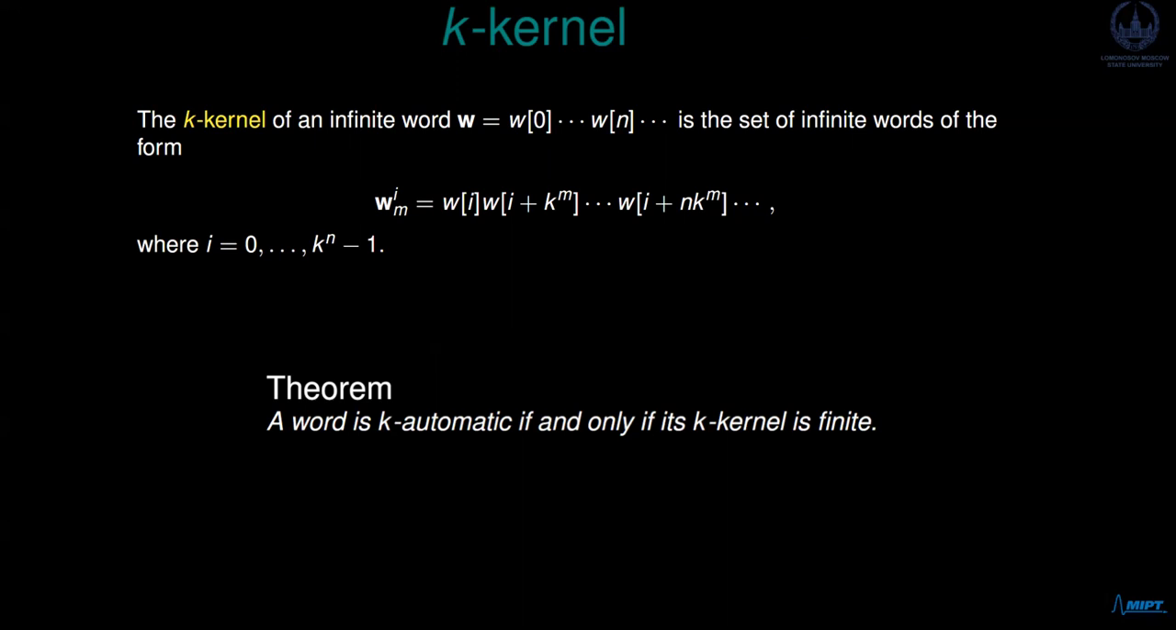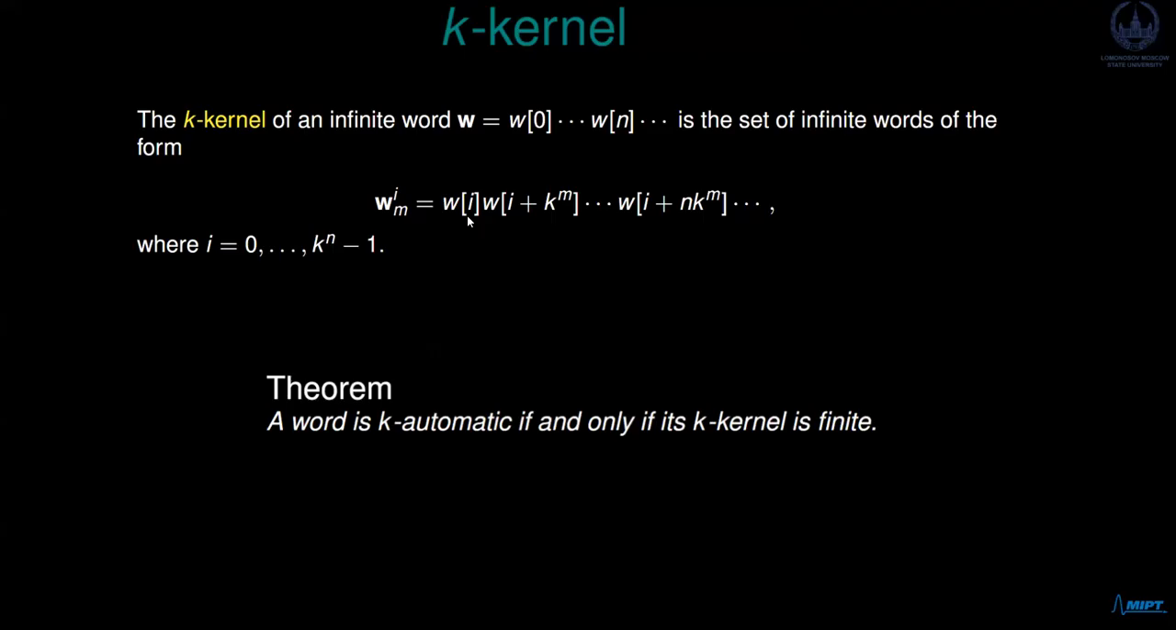More formally, for integers i and m, we define it like this. You see, we select each term in a spaced pattern, where i ranges from 0 to k to the power m minus 1, and m is the level of spacing. It means powers of k. Each w_{m,i} represents a new infinite word formed by sampling every k to the power m-th term, starting at the position i. We have a good and interesting theorem.